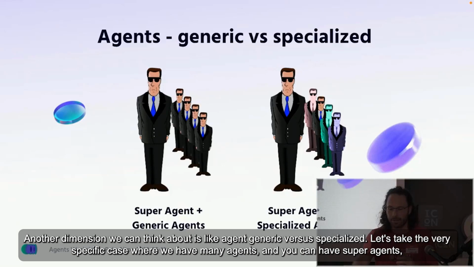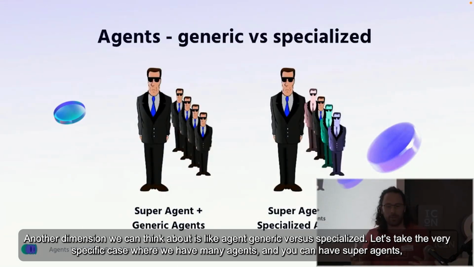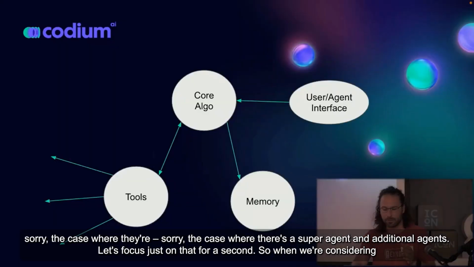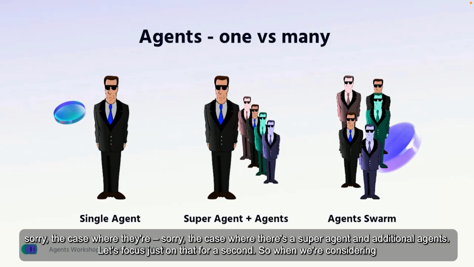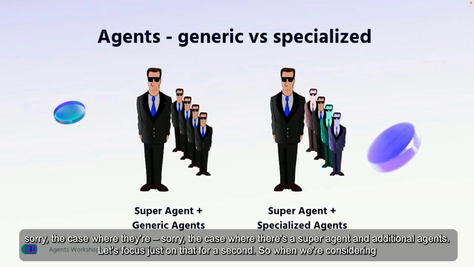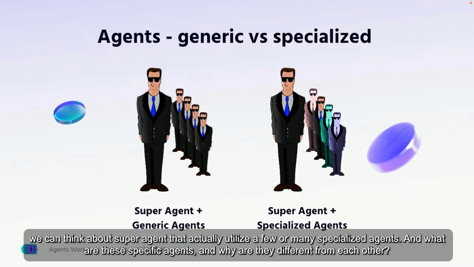Another dimension we can think about is agents generic versus specialized. Let's take the very specific case where we have many agents and you could have a super agent. The case where there's a super agent and additional agents. Let's focus just on that for a second. So when we're considering generic versus specialized, we can think about a super agent with additional generic agents. In my opinion, this is roughly what's going on right now in AutoGPT. Or we can think about a super agent that actually utilizes a few or many specialized agents.